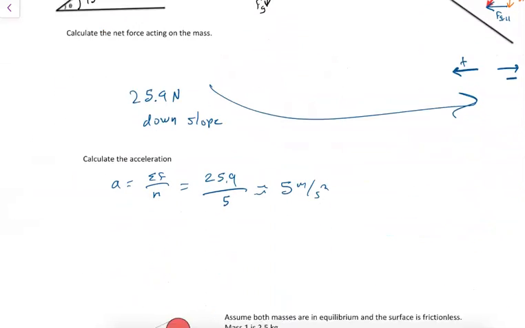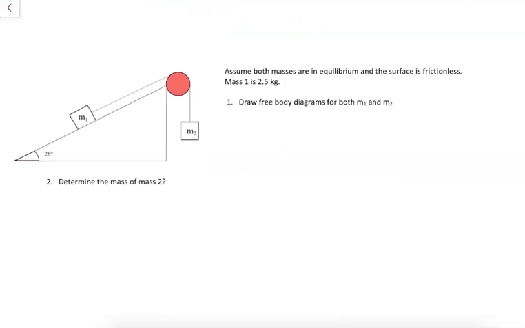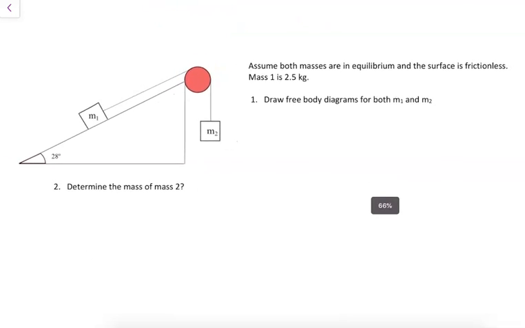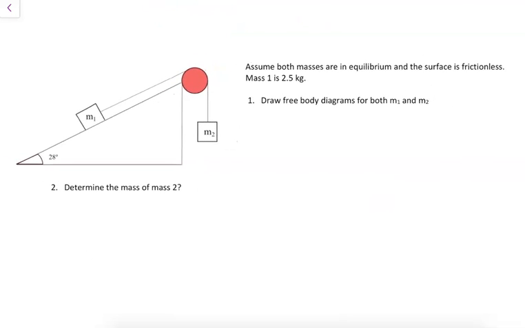All right, it's already 18 minutes in. I'm going to give you one more problem. I think this might actually be easier than the previous problem. So I want you to do this on your own, and I'll pause the video, and then I'll show some steps to get to the end. So assume both masses are in equilibrium. The surface is frictionless, and mass 1 is 2.5 kilograms. Draw a free body diagram for both M1 and M2, and then determine the mass of M2.